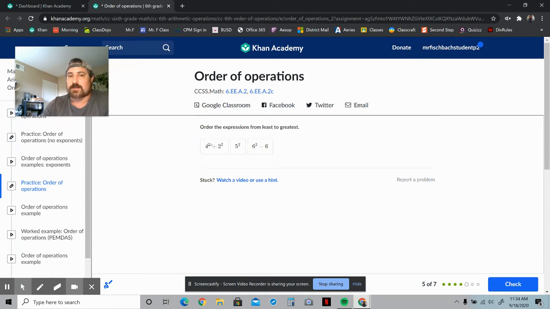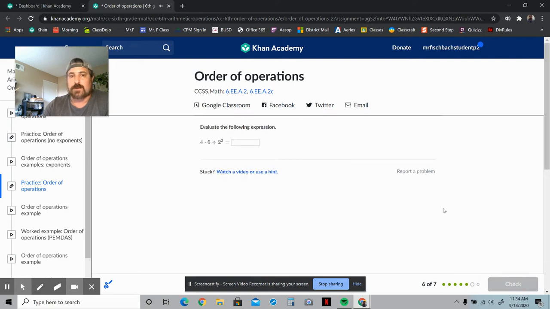This is worth 20. This is worth 25. This one here is 6 squared minus 6. Now 6 squared is 6 times 6, which is 36. You do the exponents before you subtract. This is 36 minus 6, which is going to be 30. So what we have here is a value of this, which is going to be 20, value of this, which is 25, and this value, which is 30. So that is in order from least to greatest, so we're good to go.